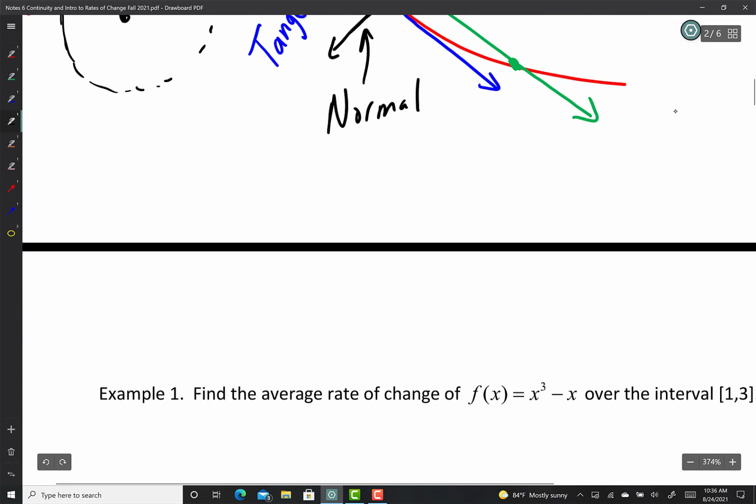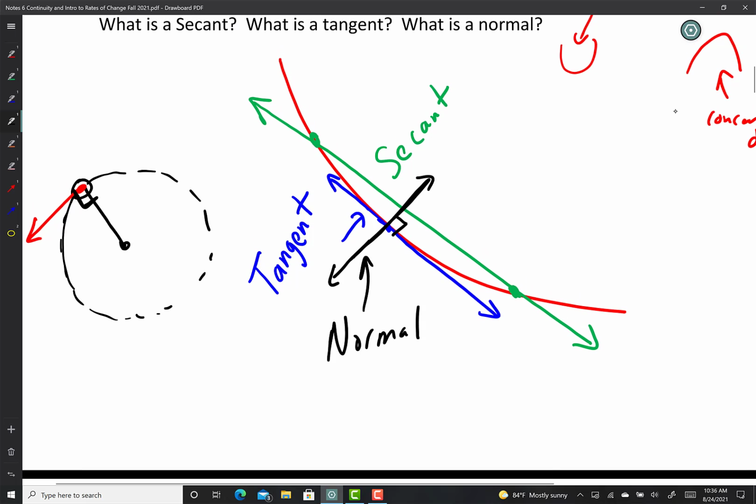Wait, what's secant? Oh, secant is just a line that goes through 2 points. Boom.